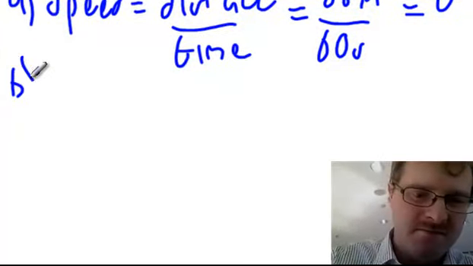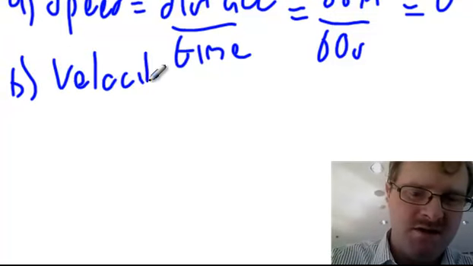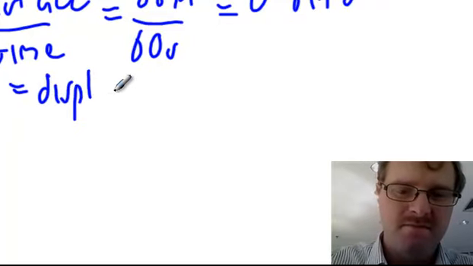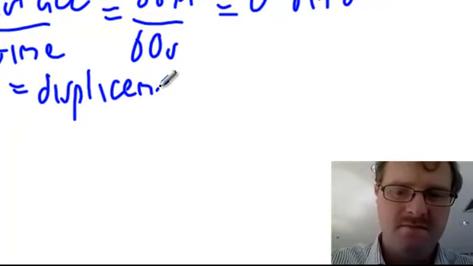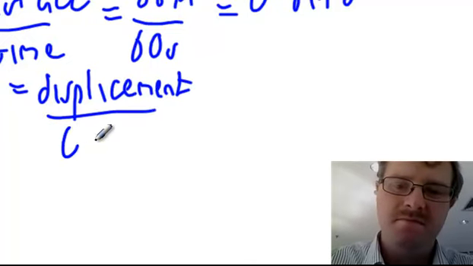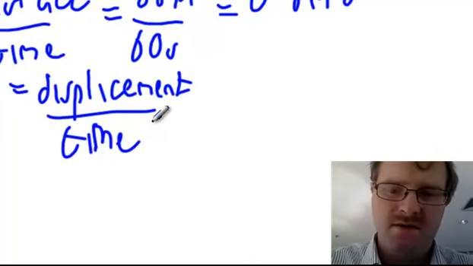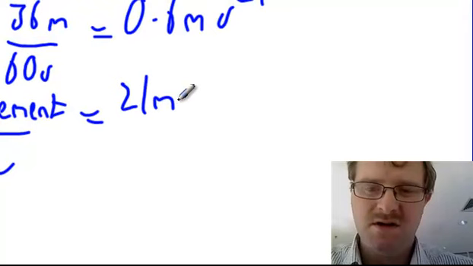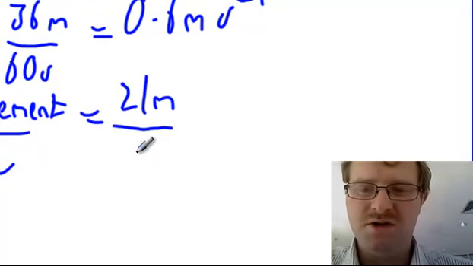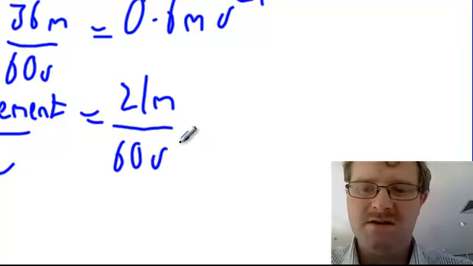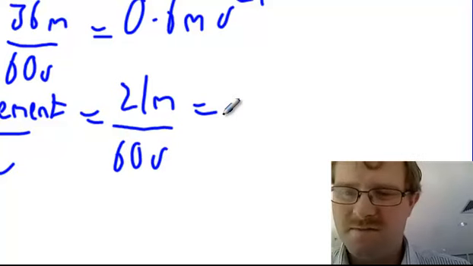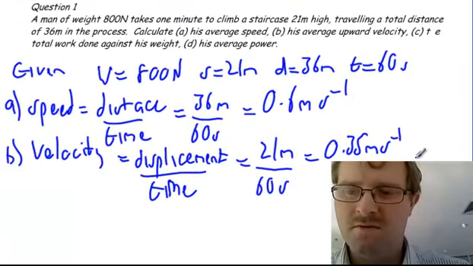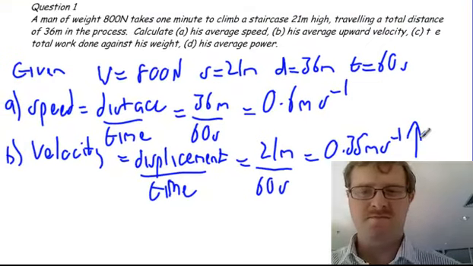Now I think about his velocity. Velocity is equal to displacement divided by time. And here I can put in the information straight away, so I know that's going to be 21 meters, the upward displacement, his change in position, divided by 60 seconds. And again, that's going to give me 0.35 meters per second, in the upward direction.